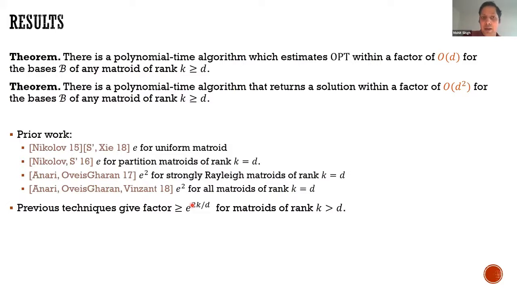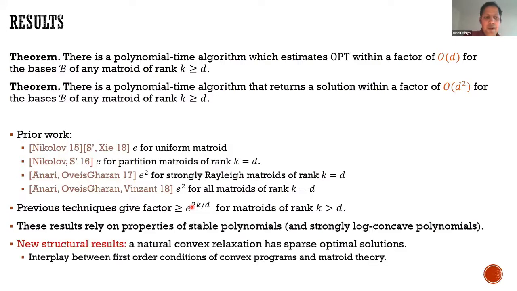So our main contribution is to improve these approximation algorithms and give something which is independent of K, and only depends on the dimension. From a technique perspective, all of the previous results rely on properties of stable polynomials and more recently introduced notion of strongly log concave polynomials. Our results also use these results very crucially. But in particular, we also give a new structural result that the natural convex relaxation for this problem actually has sparse optimal solutions. Okay, and I'll briefly talk about this.